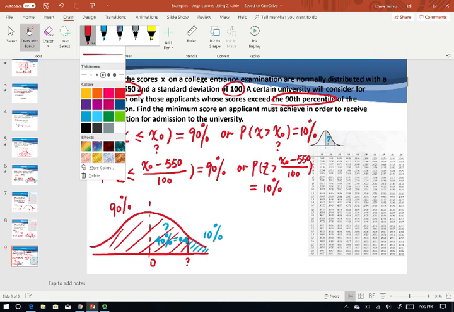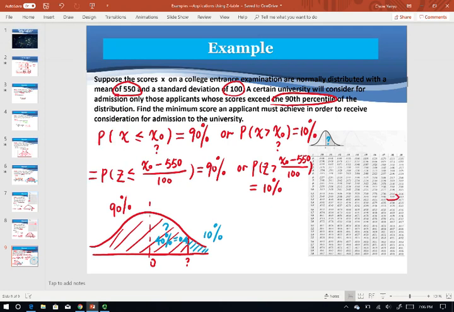Okay, so look at the inside of the table. For 0.4, the closest number should be this one, 0.3997. So this one is the closest one. So which row? 1.2. And which column? 8. Which means this z-score should be 1.28.